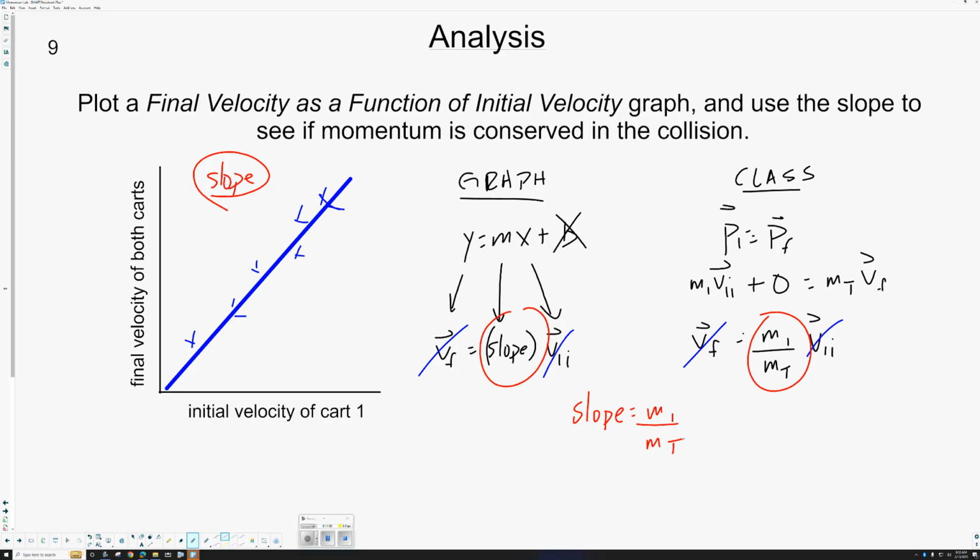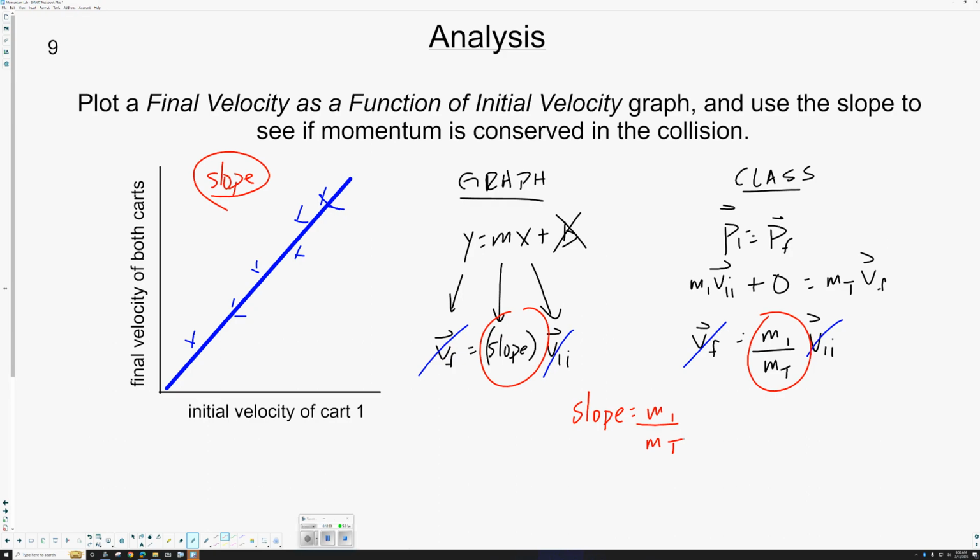Who would have even thought? Who would have predicted, without doing an analysis, that the slope of this graph represented the ratio of the first mass over the total mass? Who would have predicted? Not me. I wouldn't have predicted that. But through an analysis that is fundamentally the same every time we do it, we were able to figure out that the slope is equal to mass 1 over mass total.